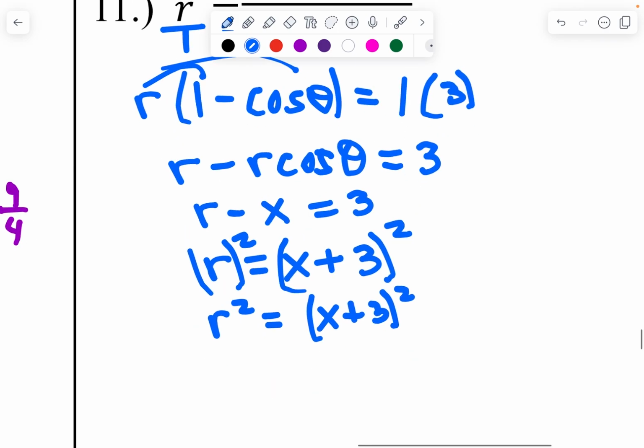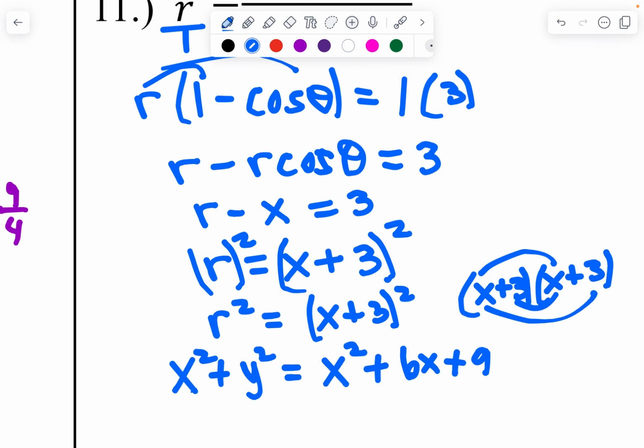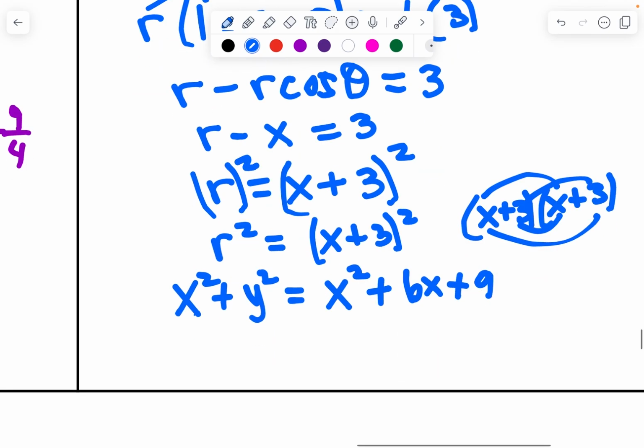And we can replace r squared with x squared plus y squared. And we should go ahead and multiply this side out. So we'll have x squared plus 6x plus 9. Remember, do good algebra. You have to take x plus 3 times x plus 3. So distribute the x, distribute the x, distribute the 3, distribute the 3. So you'd have x squared plus 3x, which gives us the 6x in the middle, plus 9.